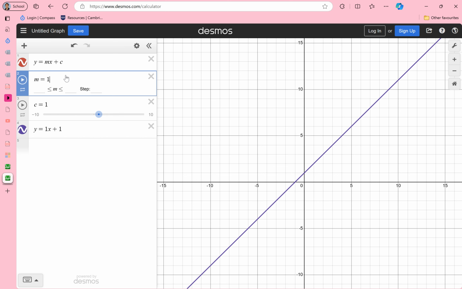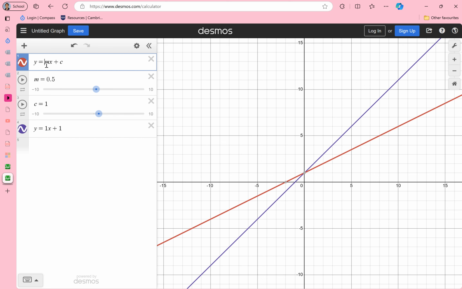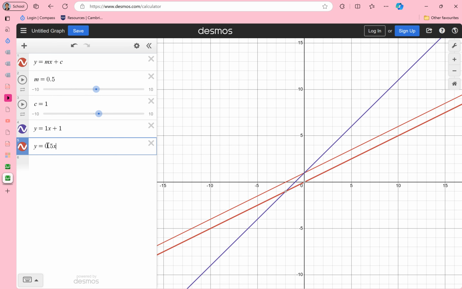So I'm going to bring it all back to 1 again. So M is back to 1. Now, smaller than 1 is like 0.5. Can you see how 0.5 is now flatter? So when M is the gradient, the number, if I change M to be 0.5, what I'm really sketching is y equals 0.5 of x, and I'm still keeping the y-intercept as 1, so plus 1. And you can see that with this line here, 0.5x, it's flatter than the purple.